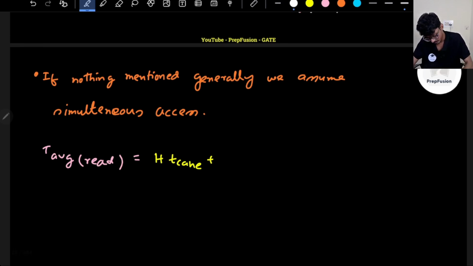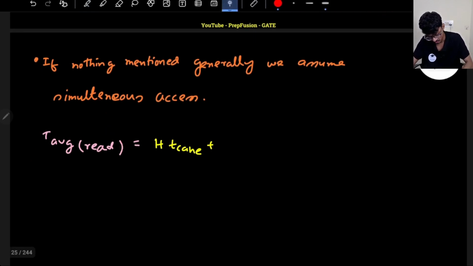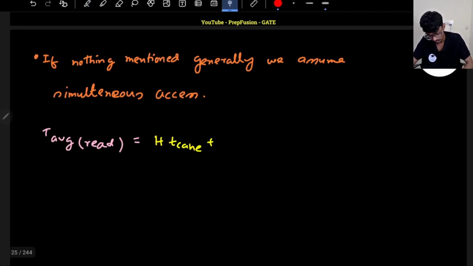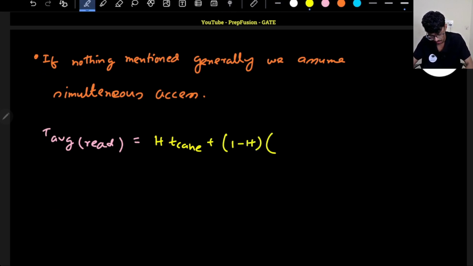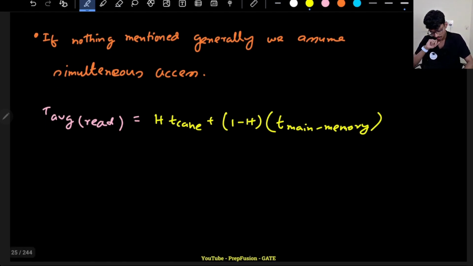So here my T average read will be what? T average read will be H into T cache plus 1 minus H into only the access time required to the main memory, right? How much time it requires for me to access the main memory, that will be the access time, because here they have not given me any block size, nothing. So it will be just the access time of the T main memory, that's it.